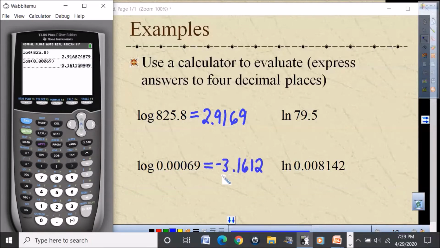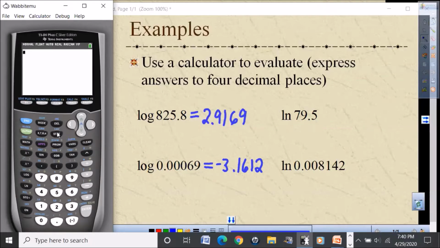And notice that this answer is negative. Some logs are positive, some logs are negative. The cutoff point is log of 1. Remember that log of 1 is always equal to 0 because any number to the 0 power is 1. So for any number greater than 1, the log of that number will be positive. For any number below 1, the log of that number will be negative.